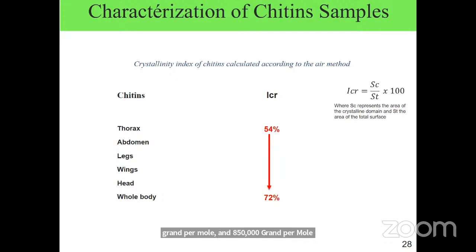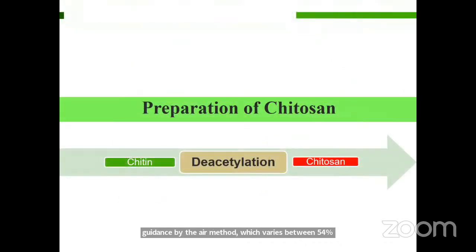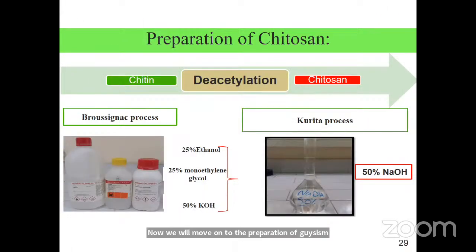And then we calculated the indices of crystallinity of chitins by the XRD method, which varies between 54% for the thorax up to 72% for the whole body. And now we will move on to the preparation of chitosan. Chitosan samples were prepared according to the Broussignac process in hydrous media and the Kurita process in aqueous media.